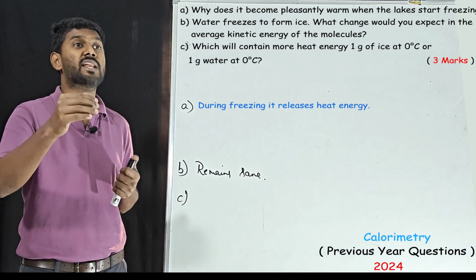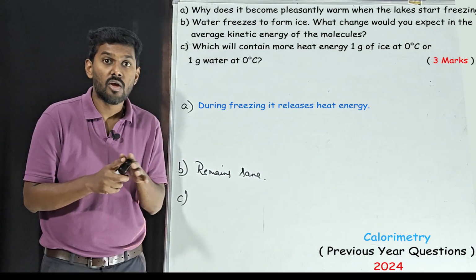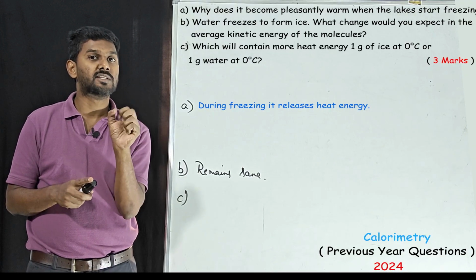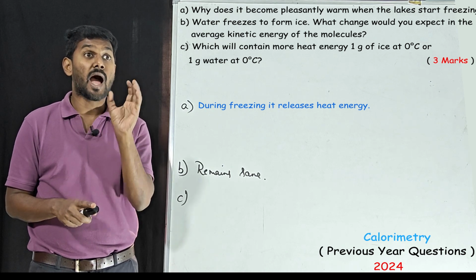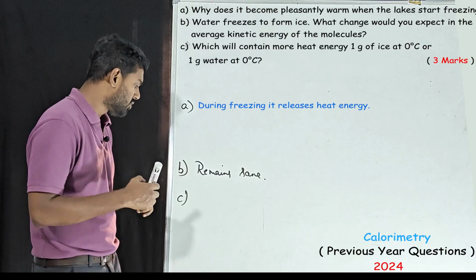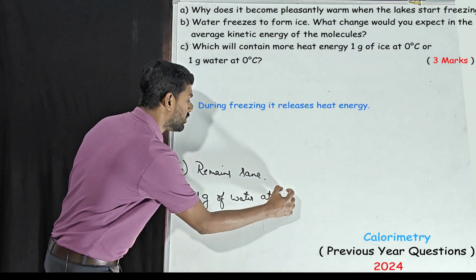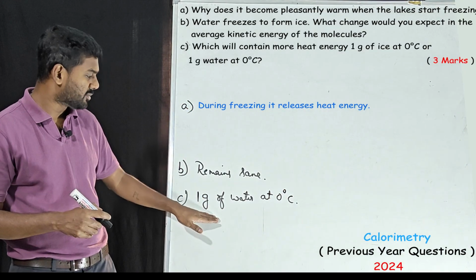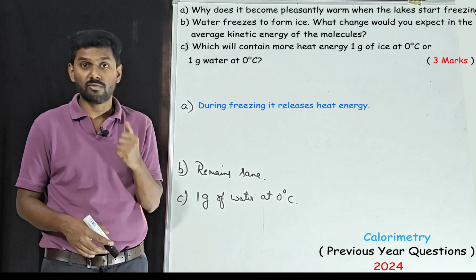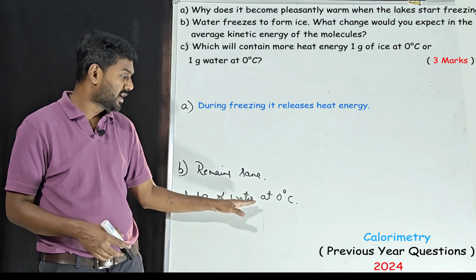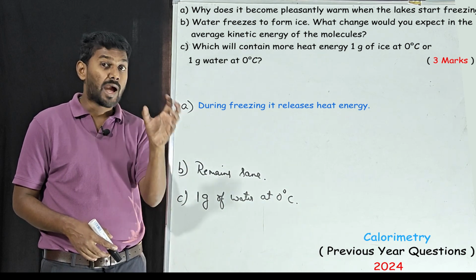Then sub question C, we have one more. Which will contain more heat energy, 1 gram of ice at 0 degree, or 1 gram of water at 0 degree? First you need to understand, always water will have more heat energy than ice at the same temperature, and ice will have less heat energy. Keep this in mind. So the answer for this one is 1 gram of water at 0 degree Celsius. This is the answer, but we need to learn something about this sub question, because the same question can be twisted in different ways. Now we got to know from this answer that water at 0 degree Celsius, don't worry about gram, has more heat energy than ice at 0 degree Celsius.